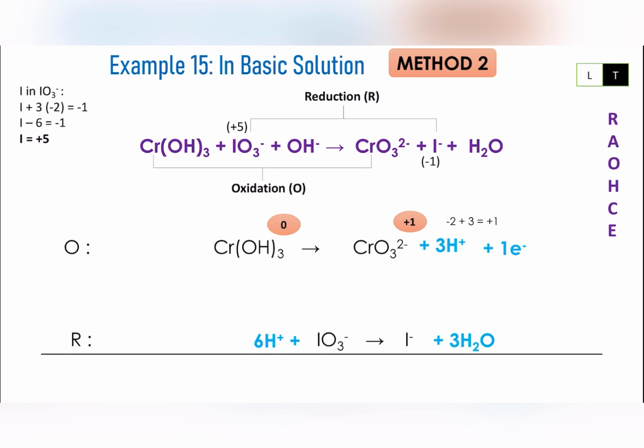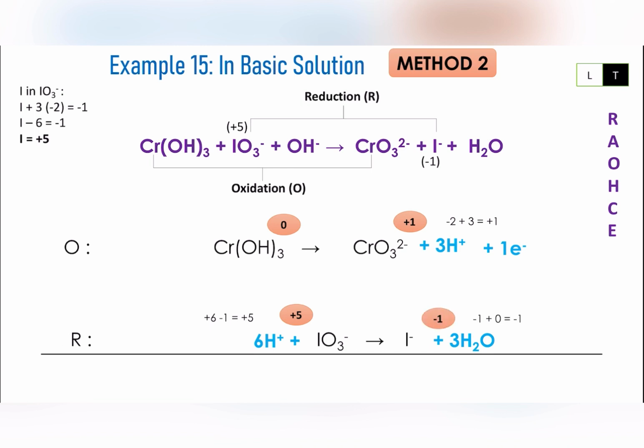Now we are going to go for reduction for the charge. I'm going to calculate the total charge for the left side. You got positive 6 here plus negative 1, so the total charge will be positive 5 at the left side. Now we go for the right side of the reduction. Here you got -1 and here is 0, so the total charge will be -1.